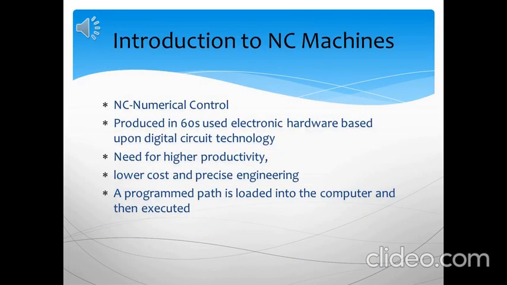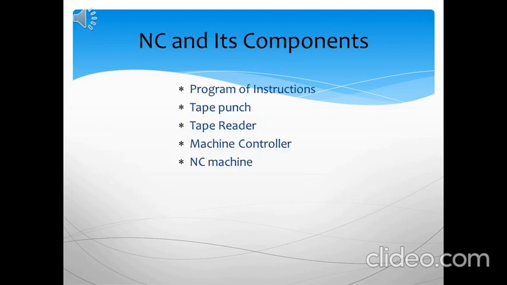Introduction to NC machines. In all the other 4 units, we have discussed conventional manufacturing processes using lathes. Here we are going to introduce computers to the manufacturing processes. NC is nothing but numerical control. It was produced in the late 60s and used electronic hardware based upon digital circuit technology. When we go for higher productivity, lower cost and precise engineering, we need to use NC machines or CNC machines. A programmed part is loaded into the computer and then executed. It is also defined as a programmable platform in which the manufacturing processes are controlled by numbers, alphabets and symbols.